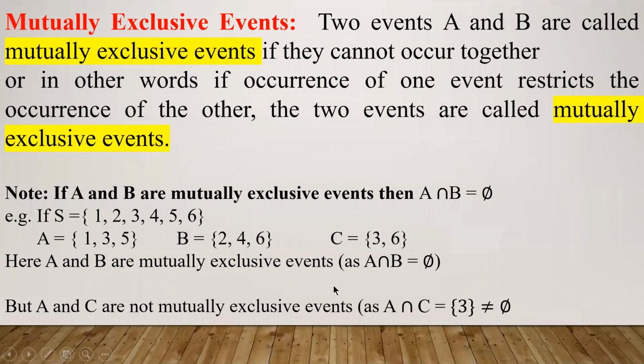Whereas A and C, these two events are not mutually exclusive because both of them have 3 in common. So if I roll my dice and if 3 occurs, then A has also occurred and C has also occurred. So I cannot say they are mutually exclusive. So A and C are not mutually exclusive events.